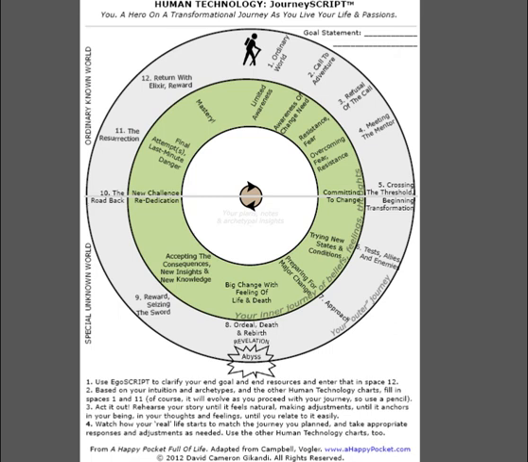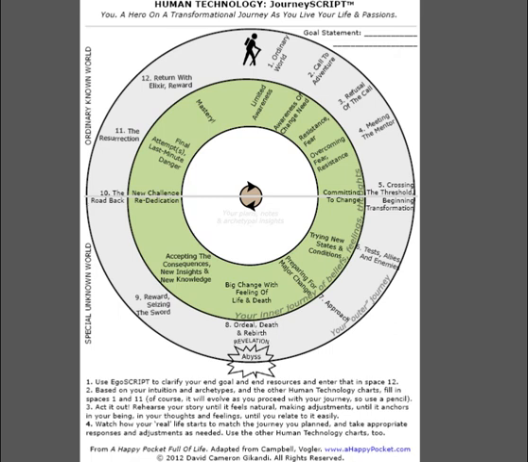And JourneySCRIPT, the tool, will also help you identify what kind of person you are going to have to become to have that goal realized. What kind of new beliefs are you going to adopt that you don't have now? How are you going to be feeling about life that you don't feel now? Your thoughts, and so on.